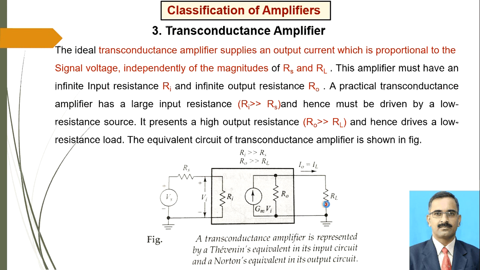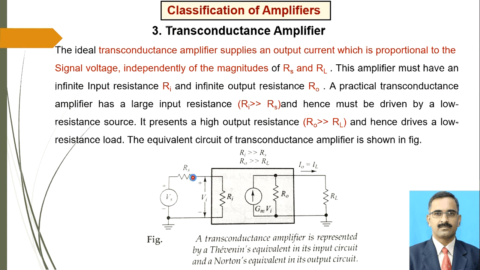This amplifier must have infinite input resistance and infinite output resistance. That means both should be infinite. A practical transconductance amplifier has a large input resistance. That means Ri is very much larger than Rs. Remember that thing. And hence it must be driven by a low resistance source.